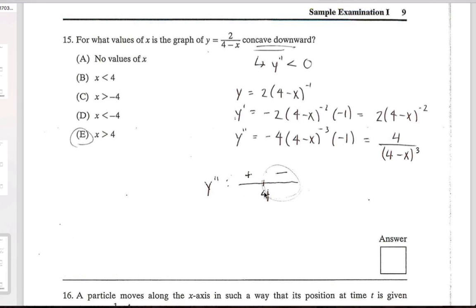So I put 4 on my number line here, and then I just see if it was 0, for instance, I would have a positive. So that would be positive. And then if I had a big number, I would have negative. And so concave downward, where is it negative? For x greater than 4.